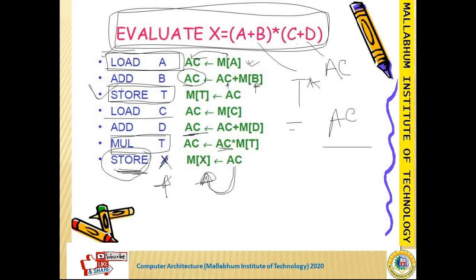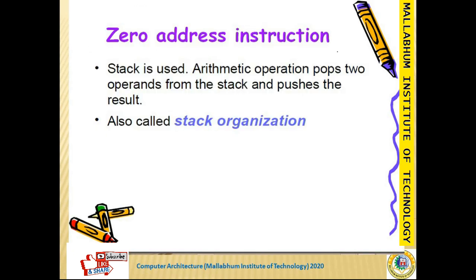Obviously this is not the actual command, this is the symbolic opcode, and this is how we evaluate the expression with the help of one address instruction. Obviously the program is getting more lengthy because we are using the shorter instruction. Okay, next, zero address instruction.